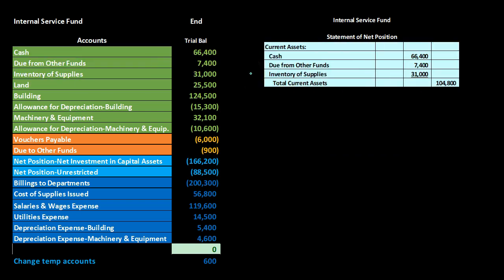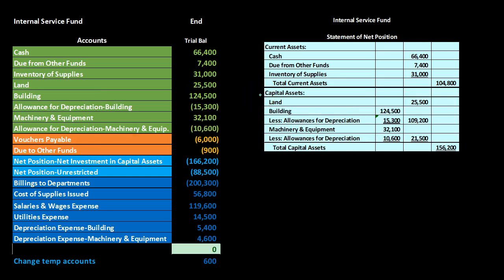Then let's take a look at the statement of net position, similar to the income statement, just going straight down top to bottom, starting with the assets. All the assets, we start with current assets because we are breaking out, remember, between current and long-term type of assets because we are on an accrual basis. Current assets including cash, due from other funds, and inventory of supplies. That gives us the total current assets.